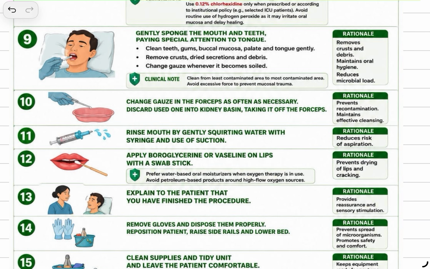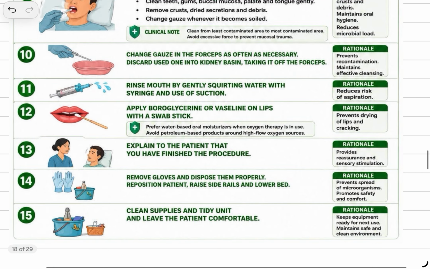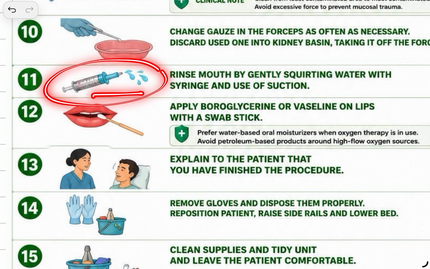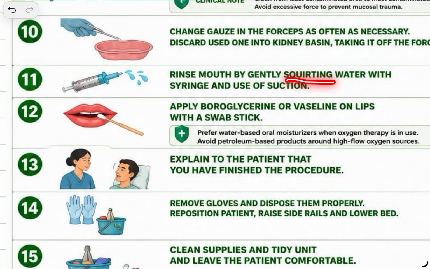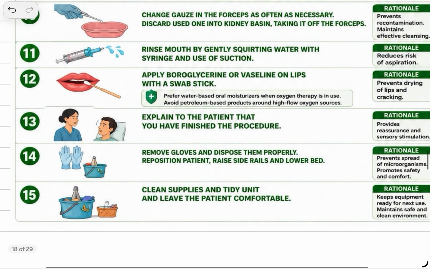Next, once we clean, we need to discard that gauze and take another gauze piece, dip it, squeeze it out, and again do the same procedure, right? Next, pour a little amount of water, as I said. We call it squirting, squirting the water inside the mouth. And lubricant jelly, that may be boroglycerin or Vaseline, we have to apply in order to prevent cracks.